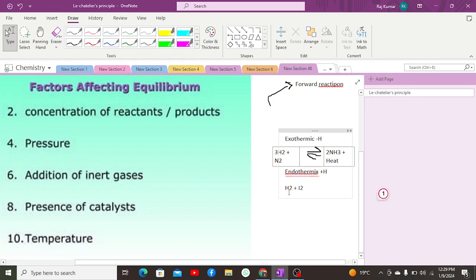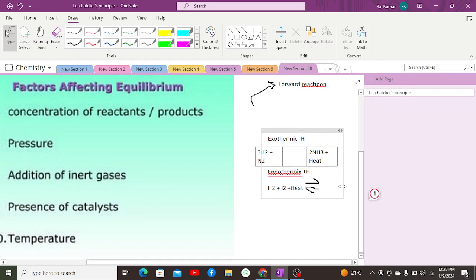Hydrogen and iodine, this is another example of an endothermic reaction, with heat. So here we have our endothermic reaction. The product formed is hydrogen iodide. Now in this case, heat is written on the left hand side.